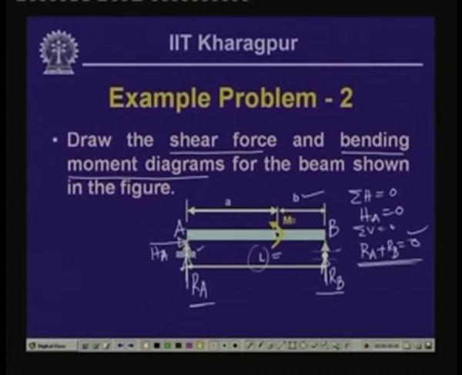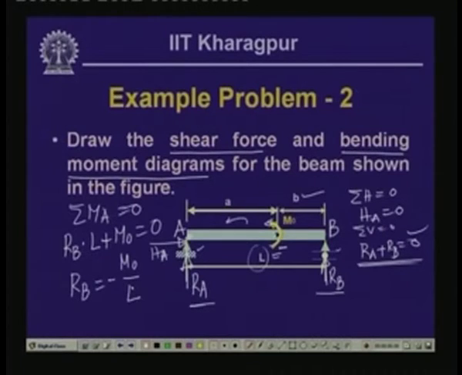Now, if we take the moment of all the forces with respect to A and say that the moment with respect to A is equal to 0, then we have Rb into L, which is in an anticlockwise form. Also, we have the concentrated moment which is acting in an anticlockwise manner. So, this plus M0 is equal to 0. So, the reactive force Rb is equal to minus M0 by L. Since Ra plus Rb equals 0, Ra is equal to minus Rb, which is M0 by L. So, Ra we have got as M0 by L, and Rb as negative, in this particular direction, minus M0 by L.